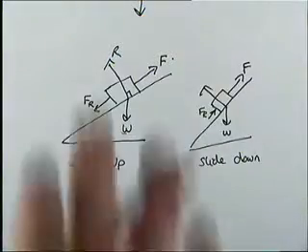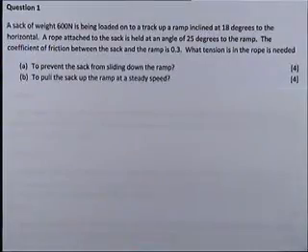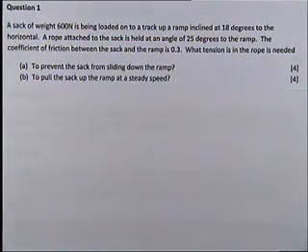So that's our aside. And what we're going to do now is we're going to actually look at question 1. So there's the question, and you should have a copy of this question at home anyway. But a sack of weight 600 newtons, so be careful. They haven't given you a mass this time, they've given you a weight, so be careful of that. Is being loaded on a track up a ramp inclined at 18 degrees to the horizontal. A rope attached to the sack is held at an angle of 25 degrees to the ramp. And you all seem to get that bit right. That was brilliant, so you didn't have a problem with that bit.